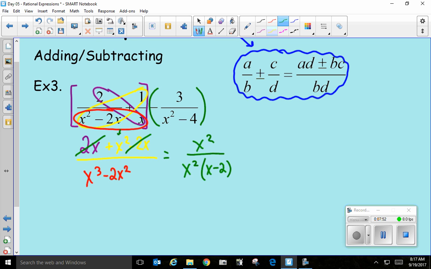Yeah. Isn't this a 1x squared? So my x squareds can cancel. So technically, I have 1 over x minus 2. That makes life a lot easier when I have to multiply it times my next fraction. Good.